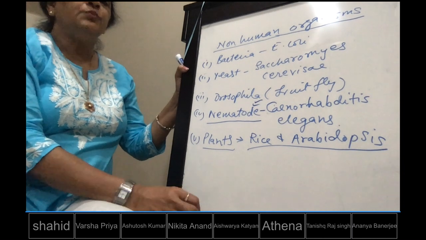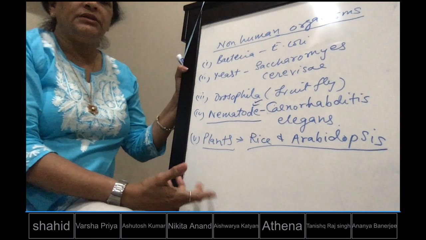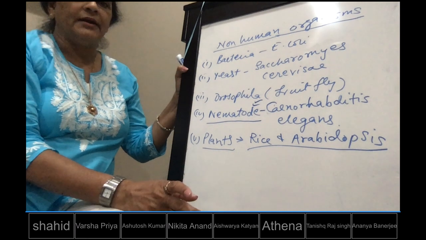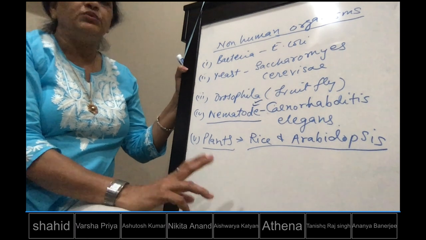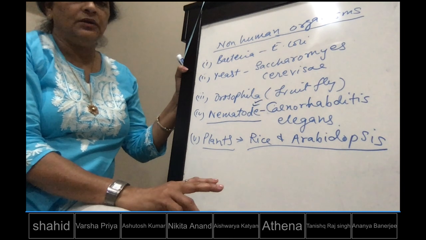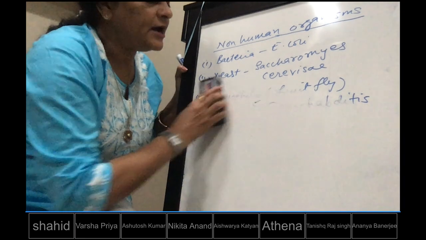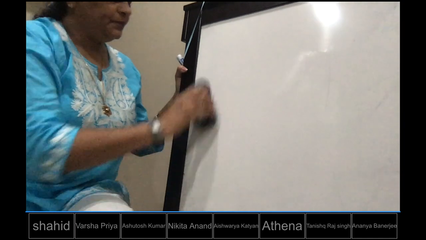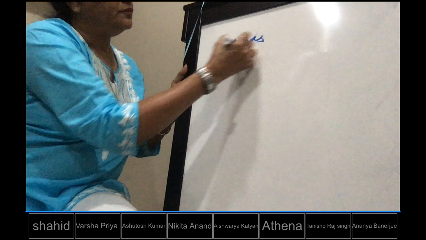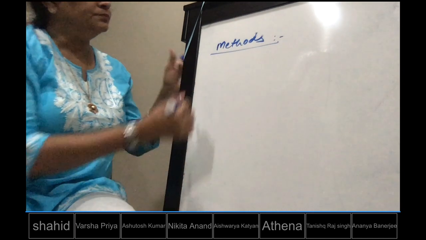Now, the next topic is what were the methods used to study the genome? So there were two methods. One was expressed sequence tag, and second was sequence annotation. So we will just understand what these two methods are and then go ahead.